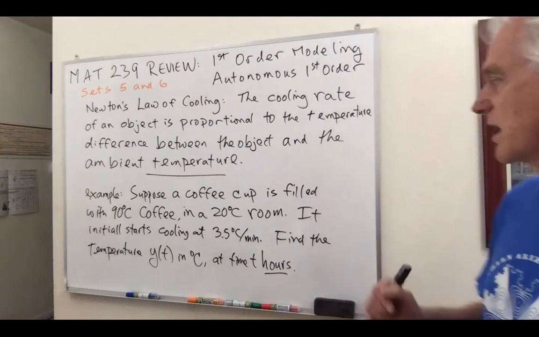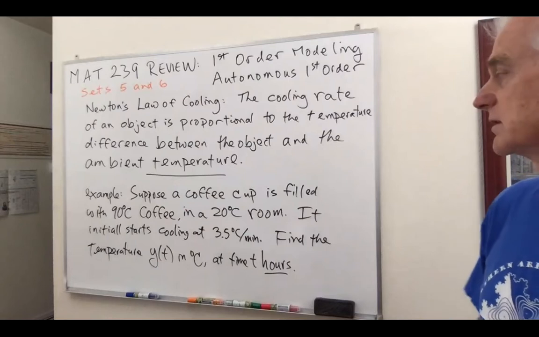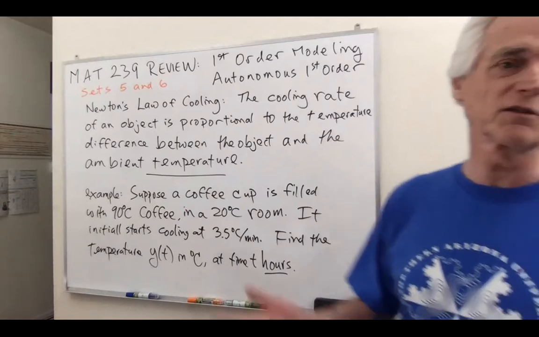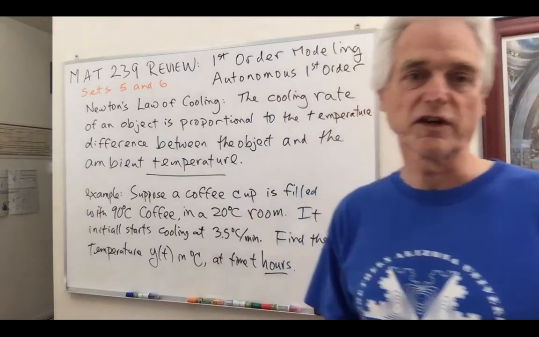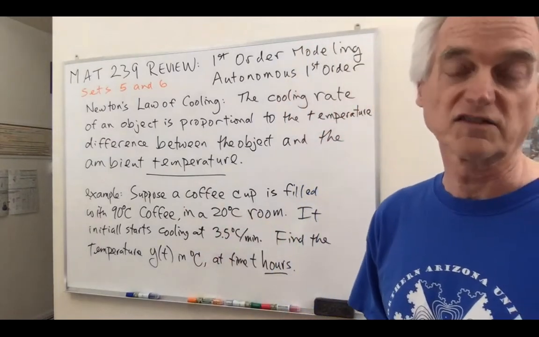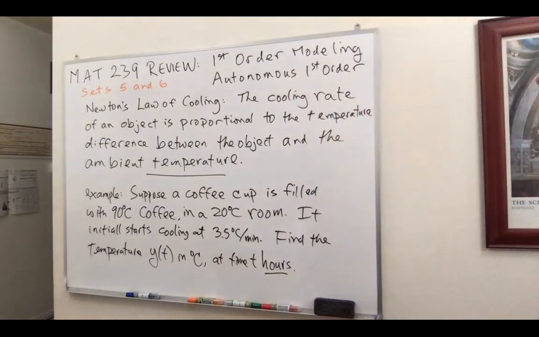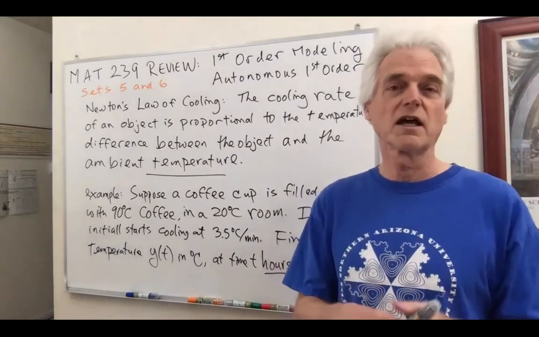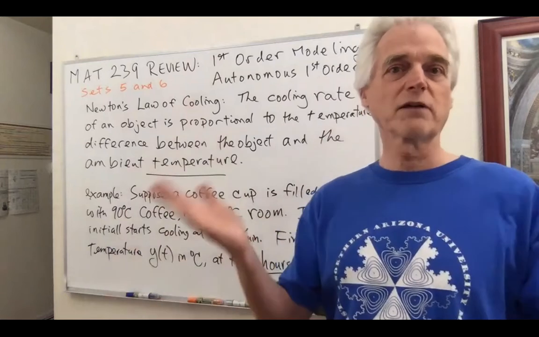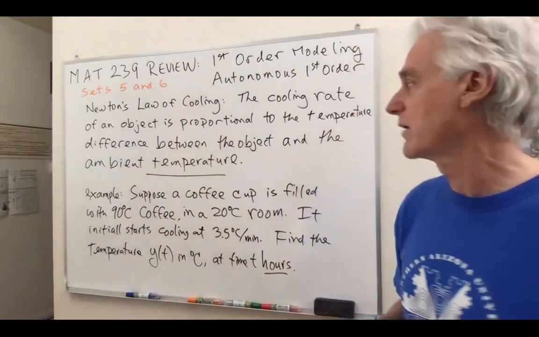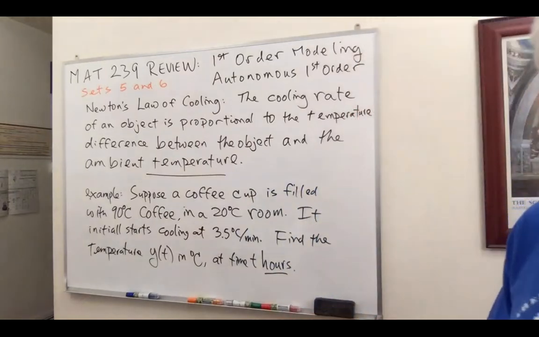Suppose a coffee cup is filled with 90-degree C coffee in a 20-degree C room. So I like to use Celsius, and room temperature is very close to 20 C or 68 degrees Fahrenheit. And we all know that water boils at 100 degrees C, except when we're on a mountain. Water actually boils at about 93 C up here in Flagstaff.